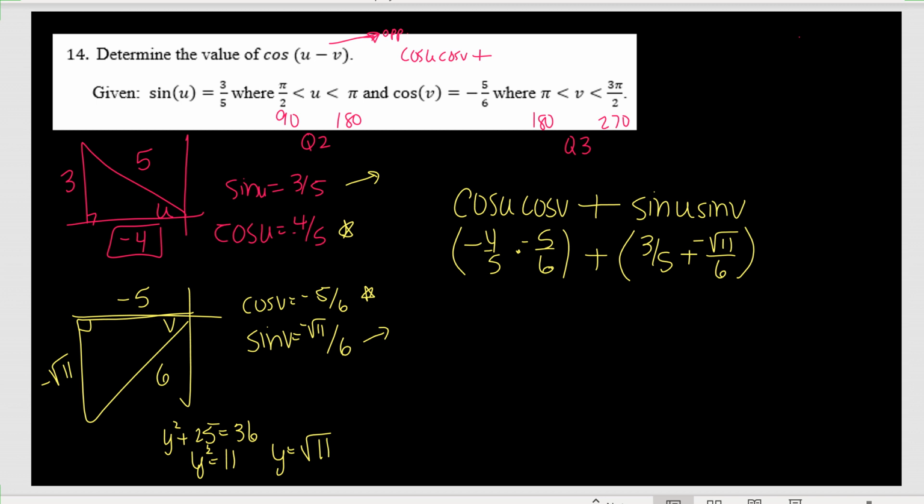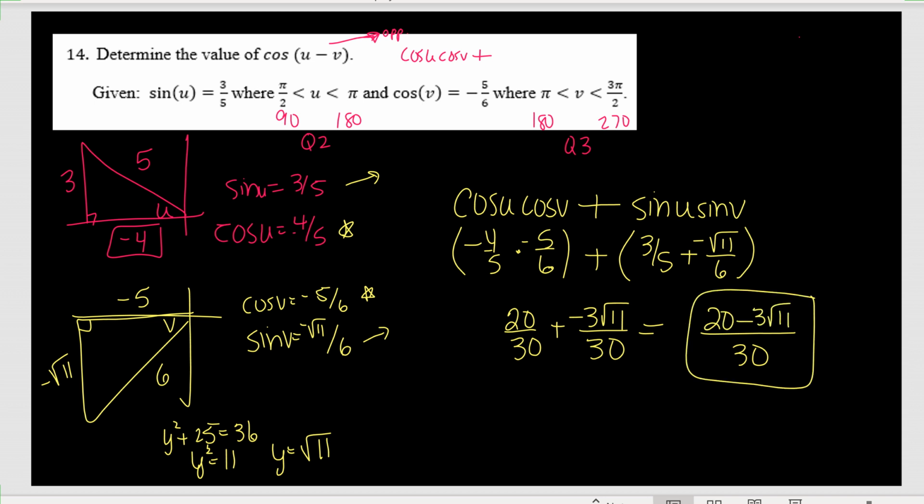Okay, multiply straight across. First two terms give us 20 over 30. The next two terms give us a 3 multiplied by negative square root of 11. So that'll be negative 3 square root 11 all over 30. And we can't really do anything else other than write it as one fraction, because those two terms in the numerator, 20 and the negative 3 root 11, cannot be combined.